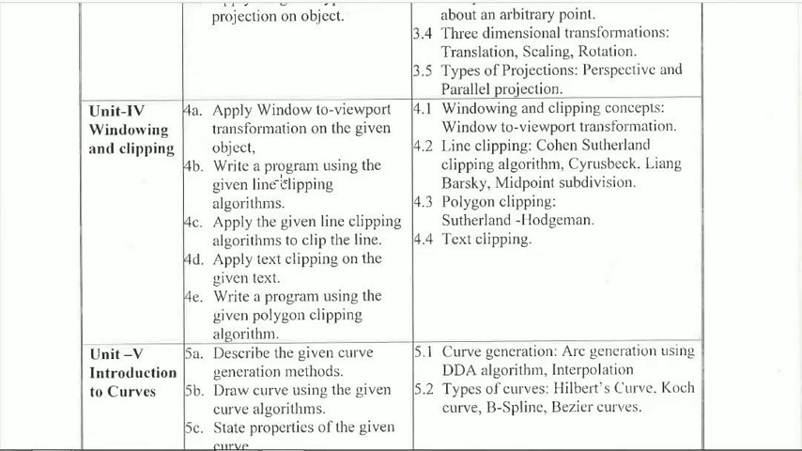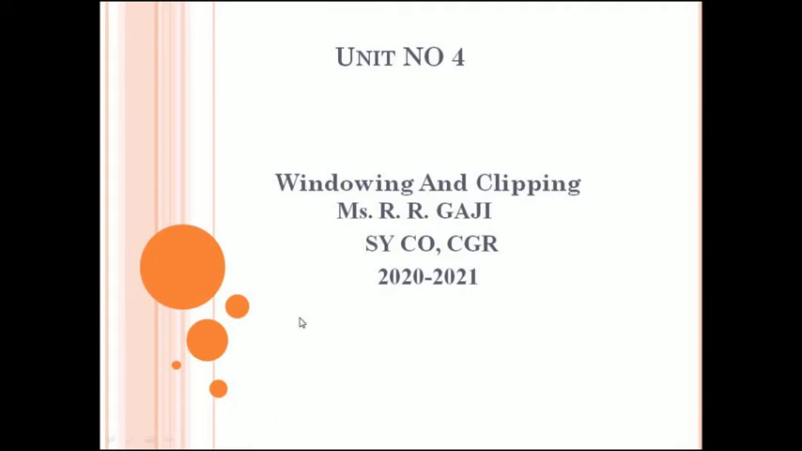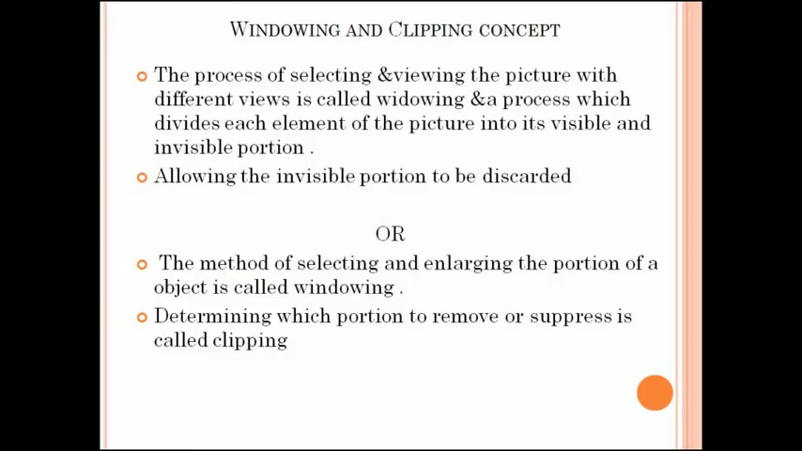Let's continue our topic, windowing and clipping. Today's topic is unit number 4, windowing and clipping. Windowing and clipping means the process of selecting and viewing the picture with different views is called windowing, and a process which divides each element of the picture into its visible and invisible portion is clipping.